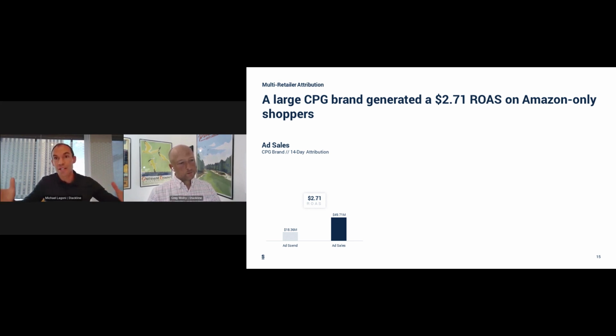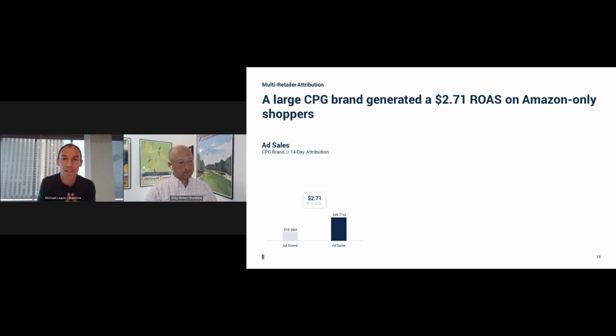Amazon, who's the retailer of record, then reported on every campaign every day: here's the sales attribution that we see. And from that $18 million in spend, of the consumers who engage with that content or that media and then went and bought a product on Amazon, they generated $49 million in sales. So ultimately, this client generated a $2.71 ROAS.